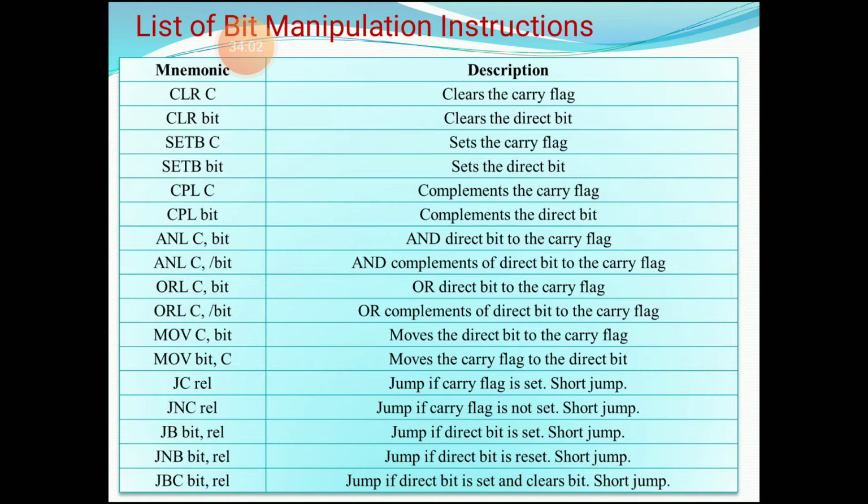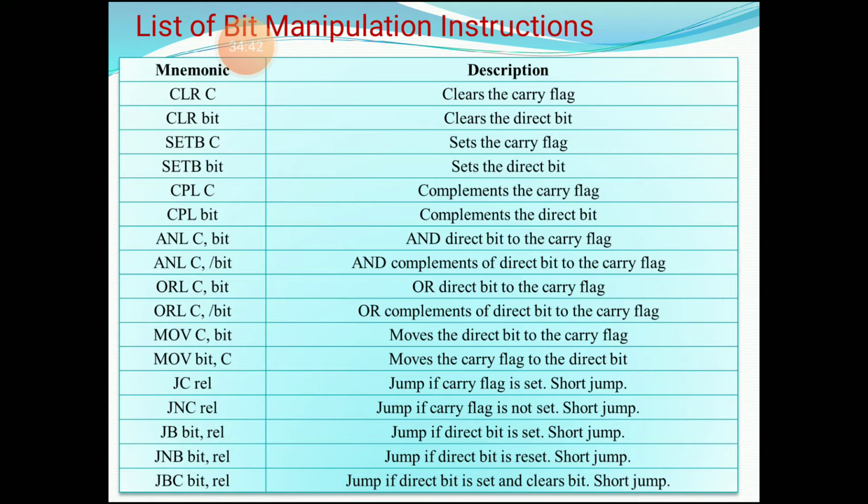CLR C, this instruction clears the carry flag. CLR bit, this instruction clears the bit specified in the instruction. SETB C, this instruction sets the carry flag equal to 1. SETB bit, this instruction sets the corresponding bit specified in the instruction. CPL C, complement the carry flag. CPL bit, complement the bit specified in the instruction. ANL C, bit, this instruction performs the logical AND operation between the specified bit and the carry flag. And ANL C, complement of bit, this instruction performs the AND operation between the complement of the bit and the carry flag, and the result will be stored in the carry flag.